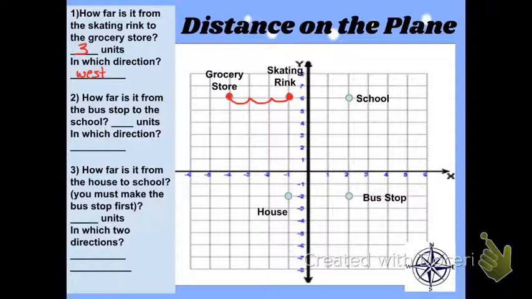Question so far? Let's look at the second one. How far is it from the bus stop to the school? So first, let's find the bus stop. It's right here. School is here. Okay, let's count the loopy things again. So we go 1, 2, 3, 4, 5, 6, 7, 8. Okay, they don't tell us what they are, so again, they're just going to be units. 8 units, and in which direction? North. Okay, 8 units north.